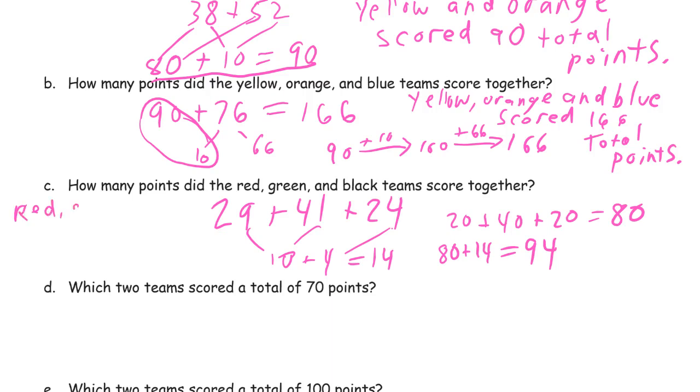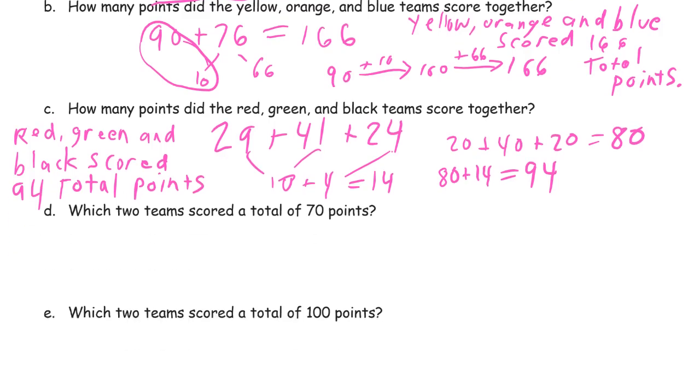Red, green, and black scored 94 total points.